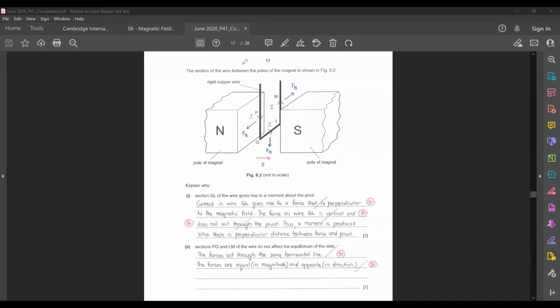Then in the next page, you have a close-up of the diagram. The section of wire between the poles of the magnet is shown in the diagram below. For the first part, explain why section QL of the wire gives rise to a moment about the pivot. And then for the second part, why sections PQ and LM of the wire do not affect the equilibrium of the wire.